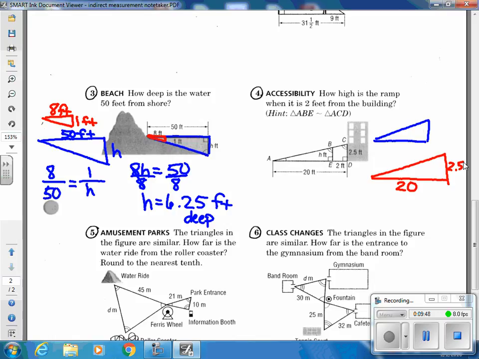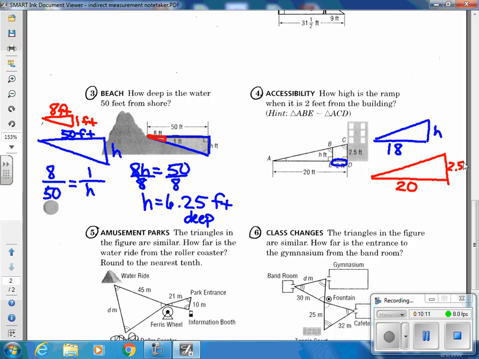But then for the smaller one, I know that the side is H, that's what I'm missing. They don't tell me the bottom, but they do give me enough information that I can figure it out. If the entire bottom of the big one is 20, and then I remove this 2-foot section, that'll give me the bottom of the other one. So 20 take away 2 means that the bottom of this one is 18.